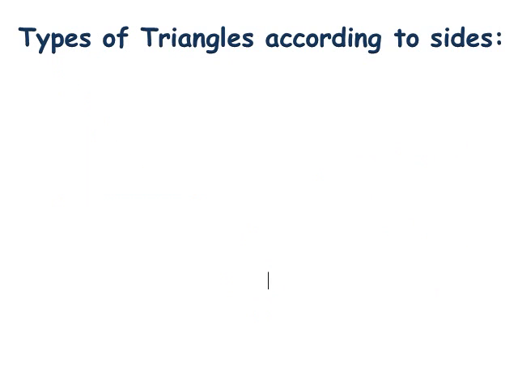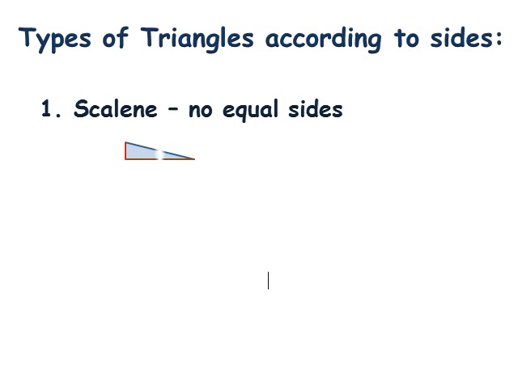Okay, so let's look at the types of triangles according to the length of the sides. We have two kinds of classification of triangles: one is according to sides, and the next one is according to angles. For this one, we'll be doing the types of triangles according to sides. The first one is scalene. It means no equal sides. As you can see, this triangle has three sides and not a single side is equal to the other. That one is another example. So all sides are of different length.